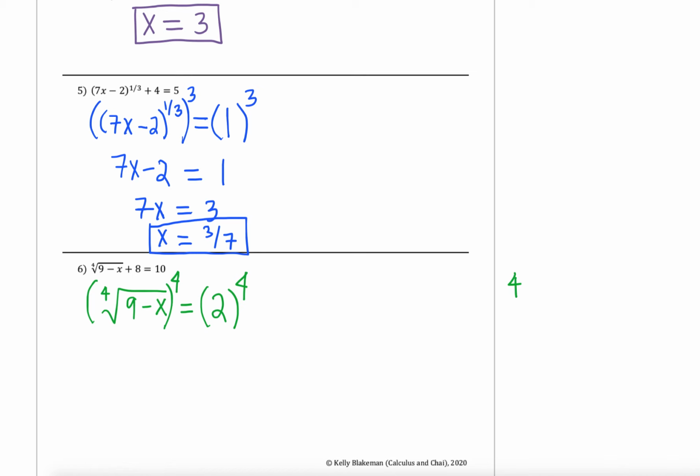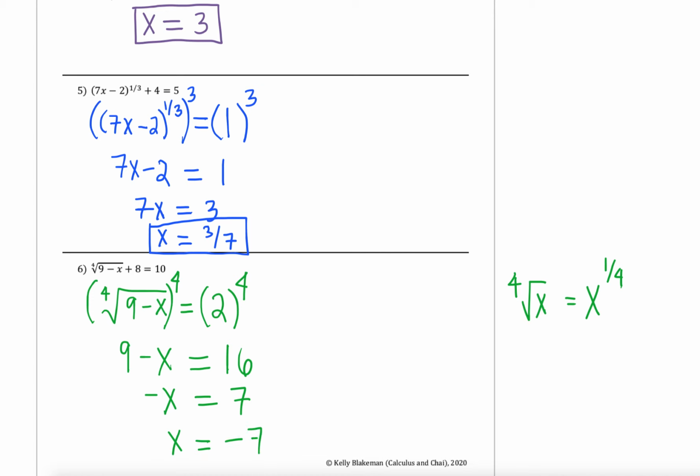And I want to remind us the reason that's working out is because the 4th root of x would be the same thing as x to the 1/4 power. And if I multiply 1/4 by 4, I would end up just getting an exponent of 1. So the 4th root and the 4 do cancel each other out, and we get left with 9 minus x on the left. On the right side, when we simplify down 2 to the 4th, we would end up getting 16. Now to get x by itself, I want to subtract the 9 over, and then divide through by the -1 since my goal is to get x by itself, and I end up with x equals -7 then as our final answer.